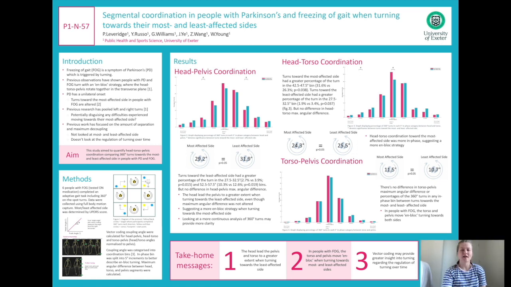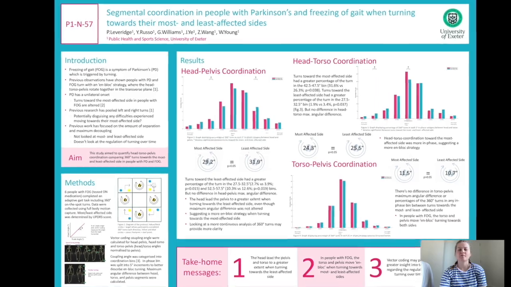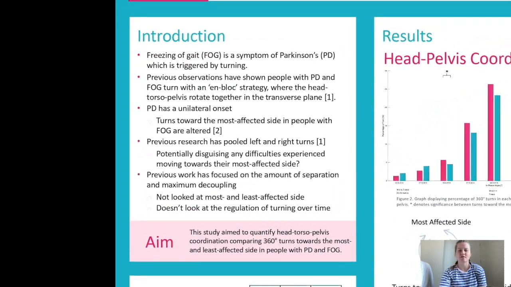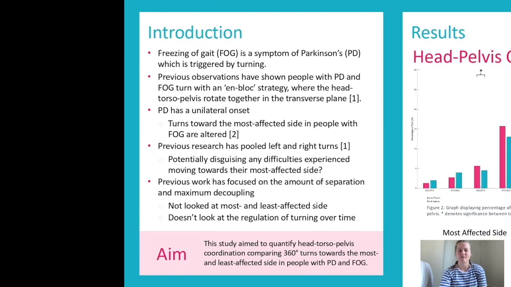So my name's Faye, and my research is all about the segmental coordination in people with Parkinson's who have freezing of gait. So Parkinson's disease is the second most common neurodegenerative disease, with more than half of people with Parkinson's experiencing freezing of gait. Freezing of gait is a common and debilitating symptom of Parkinson's, which is commonly triggered by turning.